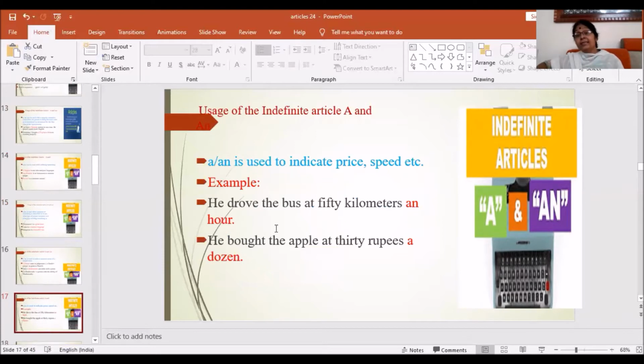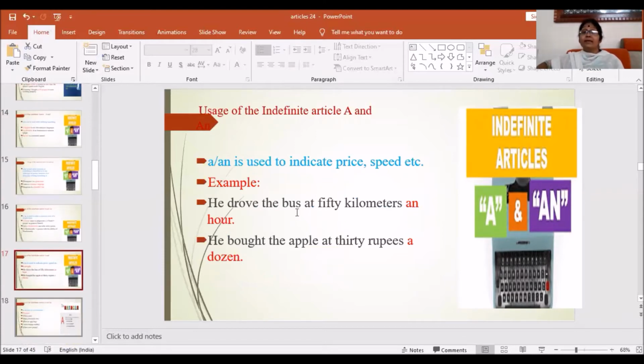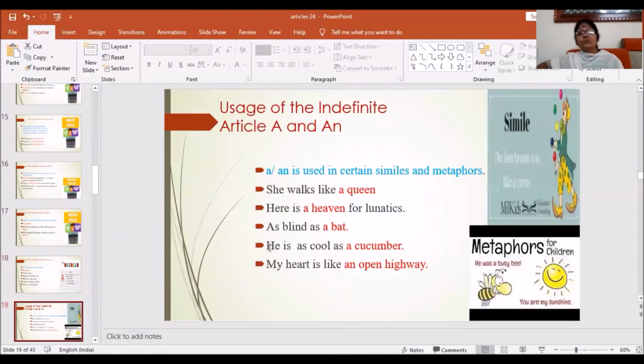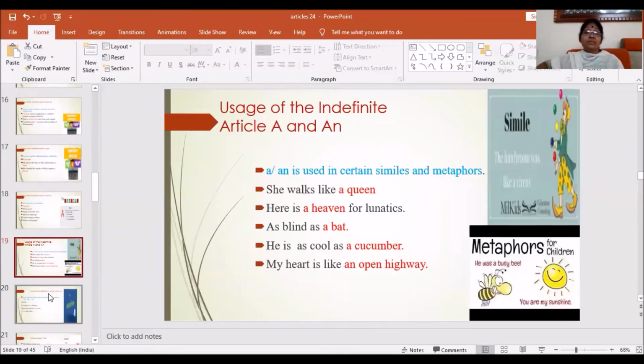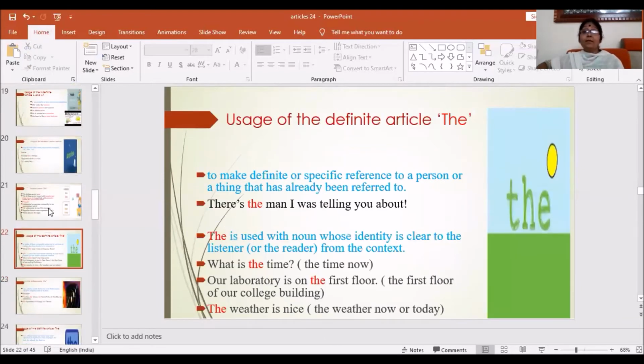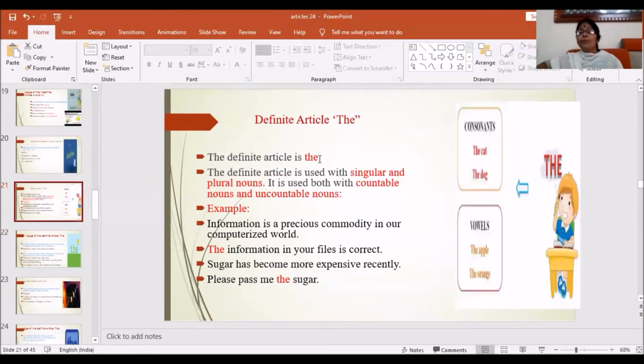And a and an is also used to indicate price, speed, etc. Right? And they are used before exclamations or sentences that begin with what, right? And we also use them before certain similes and metaphors. And sometimes we use them before certain prepositions. Now we'll come to learn where to use our definite article the.